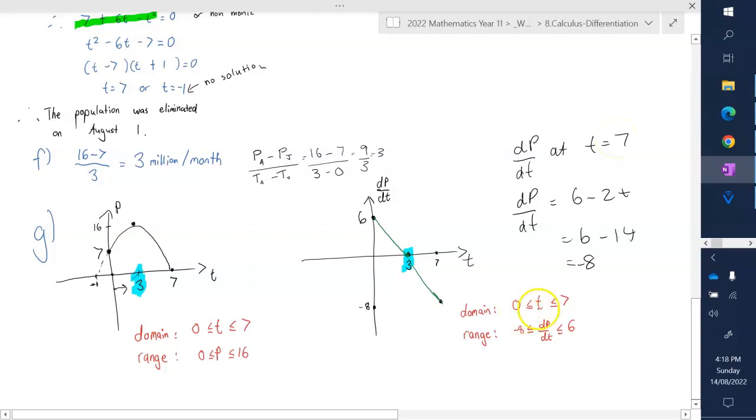So our domain in this case for t is between 0 and 7, and our range for our dp/dt is between minus 8 and 6.